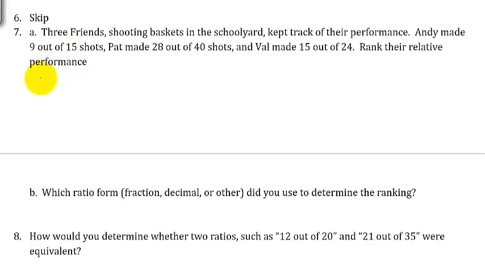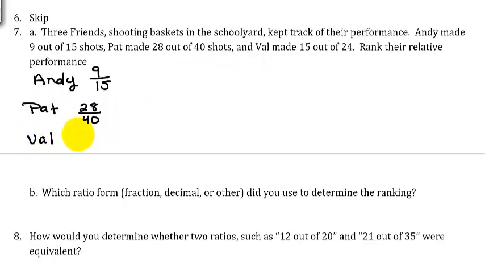One thing that we could do is write a ratio for each of them. So Andy made 9, that's the part, out of a total of 15 shots. And then Pat made 28 out of a total of 40. And Val made 15 out of a total of 24. So right now, just looking at these ratios set up as fractions, it's really hard to tell whether Andy did better or Pat did better or Val did better. And so we need to change this so that we can see which one really did better.